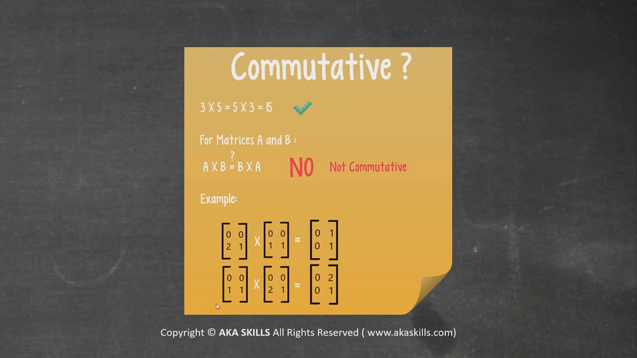So you notice here that just by changing the position of the matrices, we have totally different results. You see, 1 1 2 1, so it's a totally different result. And by that example we make sure that matrix multiplication is not commutative.